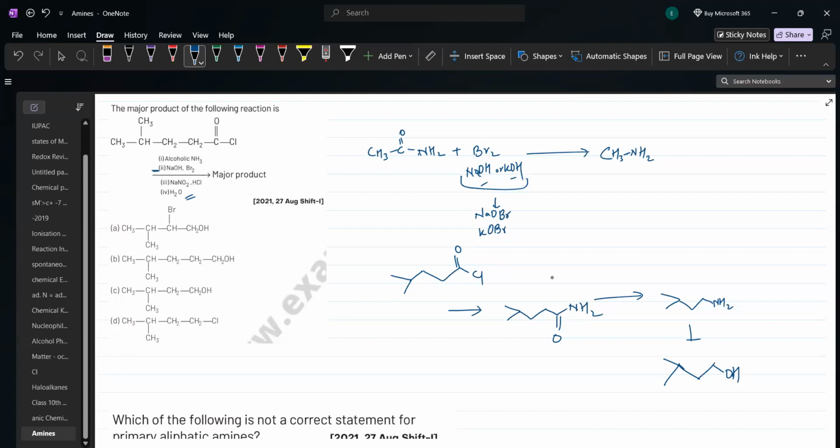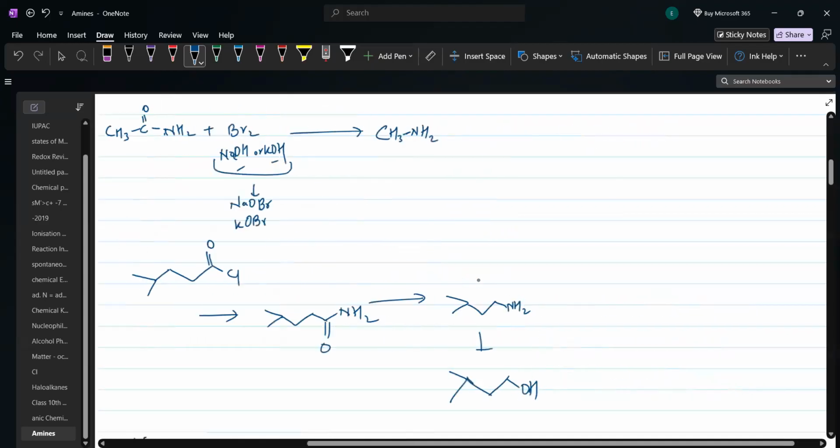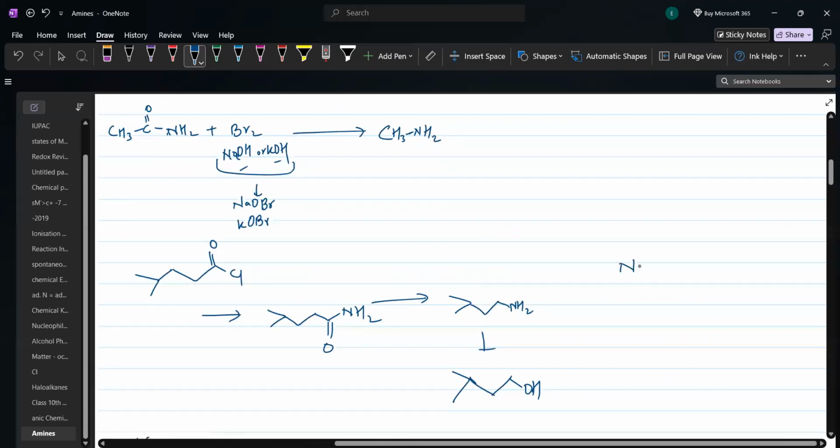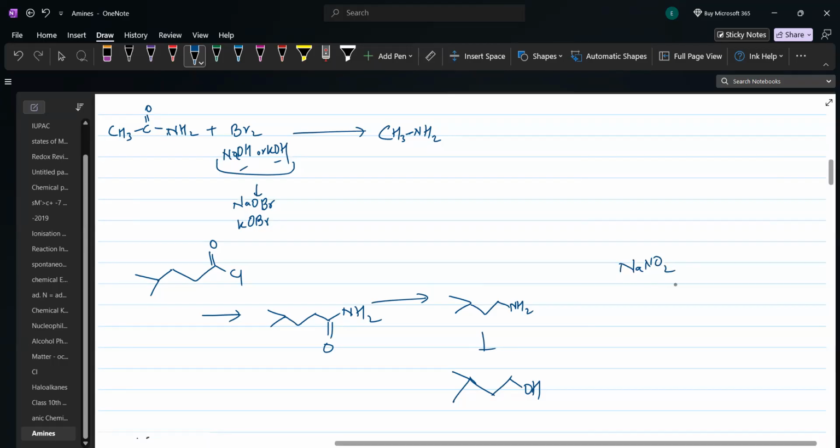देखिए यहाँ पे एक स्टेप छूट गया, in case you haven't seen. What does this NaNO2 HCl do? Remember anything? Sir, it will remove the carbon, maybe? No. Carbon is not removed by this process. Actually, nitrogen is removed from here.